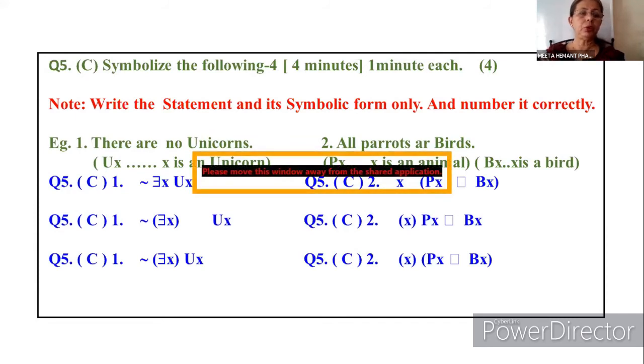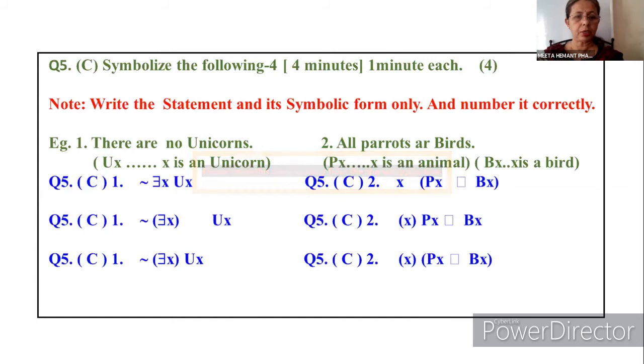Now we come to question number 5. Symbolize the following, 4 items, 1 mark each. Now see here again, you will have to write the whole statement and only the symbolic form you are supposed to write. Now while symbolizing, you tend to make mistakes.